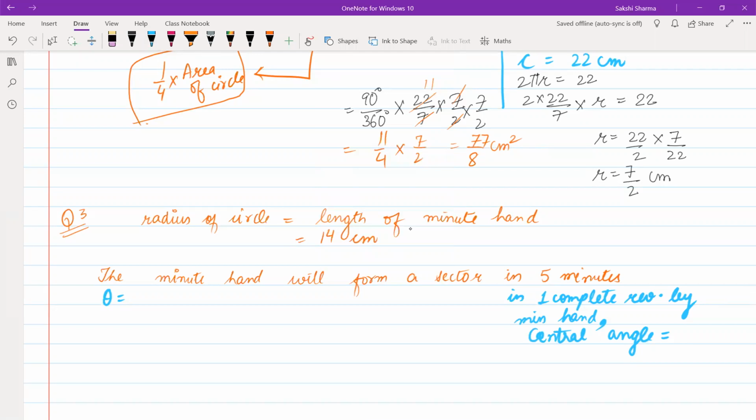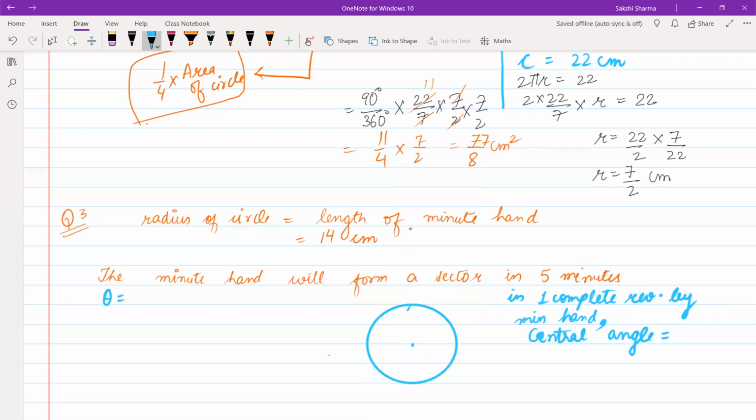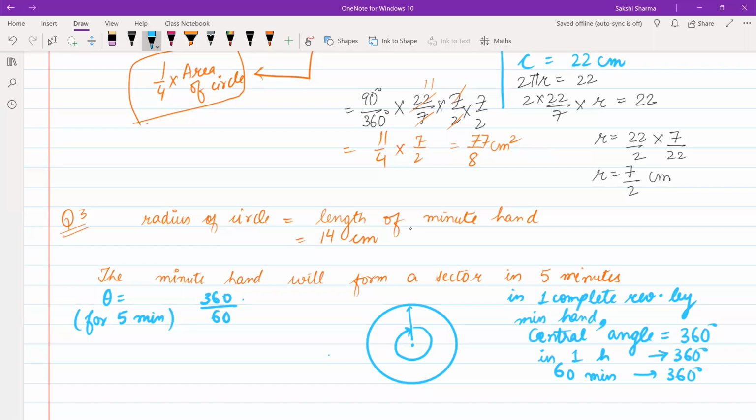No one knows the answer to this. Suppose यहाँ पे है minute hand. What is the complete angle? 360. 360 degree. Okay. So this angle is actually formed in 1 hour. That would mean in 60 minutes, the angle is 360 degrees. Can you find out for 5 minutes? Yes, ma'am. This will be 360 over 60 into 5, and the answer will be 30 degrees.